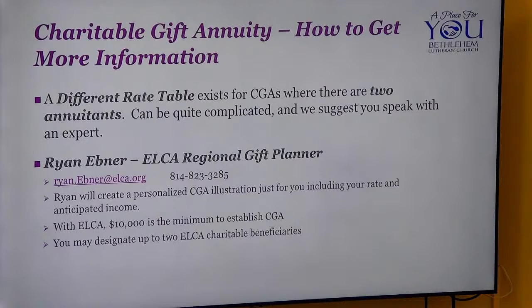If you give him the information over the phone, he'll create and either email or mail to you a personalized illustration of a charitable gift annuity, what your rate would be, and what your anticipated income would be. Every institution has a minimum amount for establishing a charitable gift annuity. For the ELCA, it is $10,000. You may designate up to 2 different ELCA charities as beneficiaries of the CGA. And again, you can use appreciated stock for this as well.